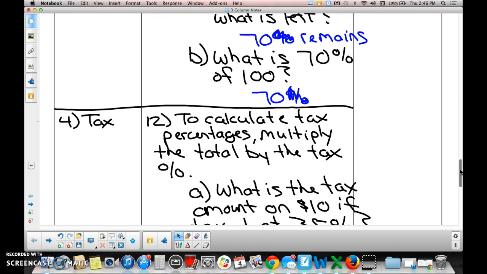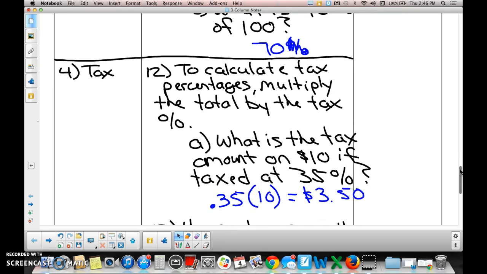Tax. What is a tax? What is a tax? What is a tax? Anybody want to tell me what a tax is? Everyone should be able to raise your hand and tell me what a tax is. Laura, what's a tax? The amount added to what? To the original price.